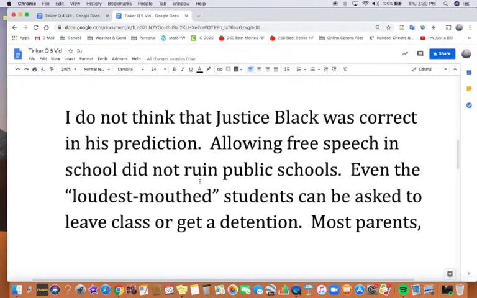Now, you can agree with Justice Black. This particular student did not agree with Justice Black. And again, this is another example of a student answer from last year. I do not think that Justice Black was correct in his prediction. Allowing free speech in school did not ruin public schools. Even the loudest mouth students can be asked to leave class or get a detention.